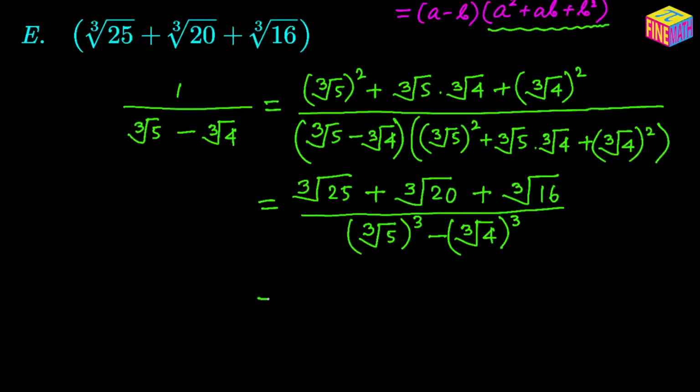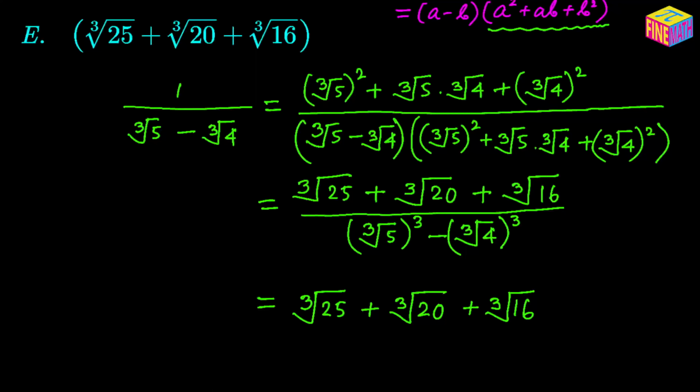And if we simplify this, if you look at the denominator, it is actually converting to 1 because cube root of 5 whole cubed would be 5, and cube root of 4 whole cubed would be 4. So it is essentially 5 minus 4, which is equal to 1. So the denominator is becoming 1. That means we are going to be left with just the numerator, which is cube root of 25 plus cube root of 20 plus cube root of 16.